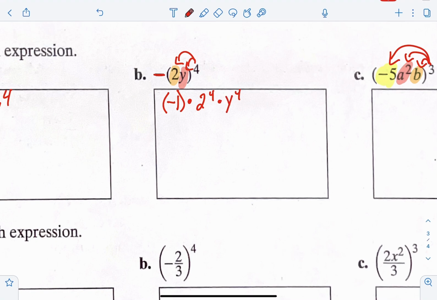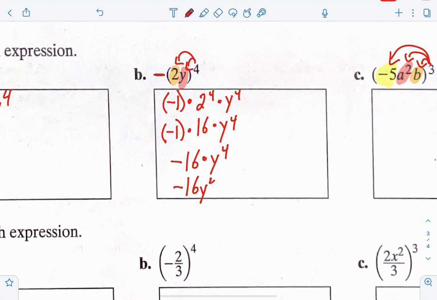So this is really -1 times 2 to the 4th. 2 times 2 times 2 times 2 is 16, times y to the 4th. Negative 1 times 16 gets me a negative 16 times y to the fourth. Negative 16 y to the fourth is my final answer.